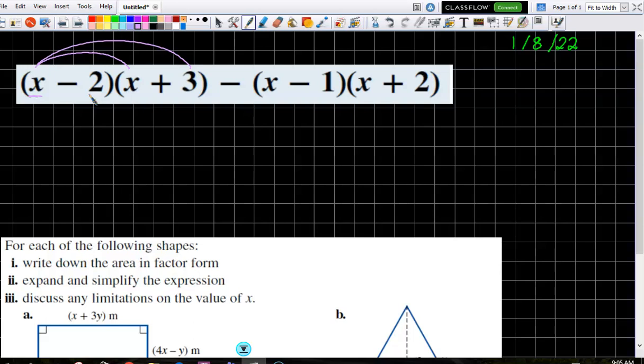Yep, x times x, you get the x squared. Yeah, so your shortcut can be, what's -2 plus 3? 1, so I already know in the middle it's going to be 1x. Okay, and then it finishes off by -2 times 3. Now negative times a positive is a -6, so I can do that shortcut.